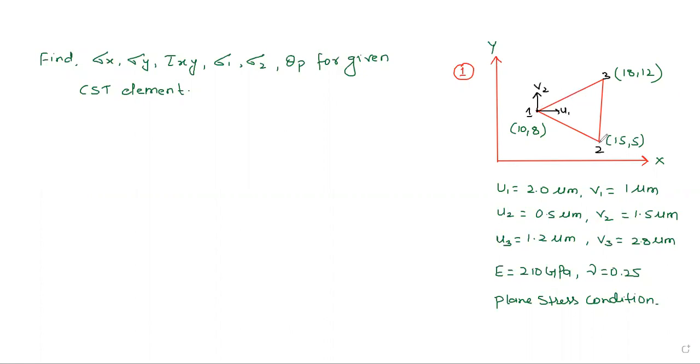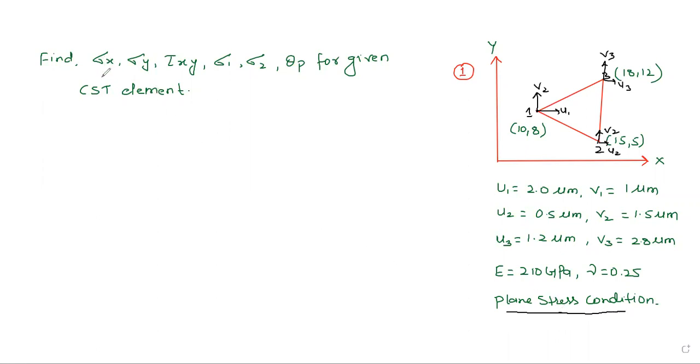Same at node number 2, we will have u2, v2. And same at node number 3, we will have u3 and v3. So all the values of displacement at each node they have given. They have given the Young's modulus value. They have given the mu value, that is Poisson's ratio. They have mentioned that we should consider this as plane stress, right?